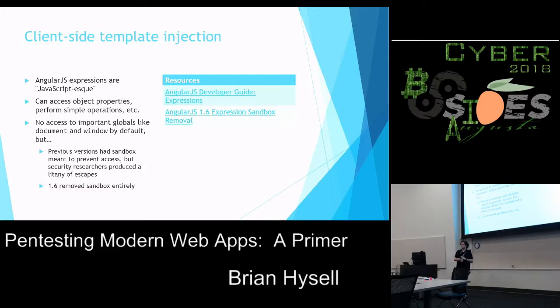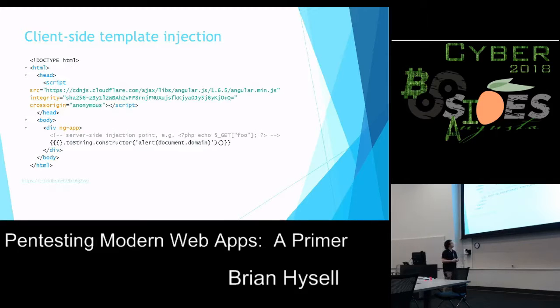One thing to note real quick is that for the technique I'm going to go over here, versions of AngularJS before 1.6 had a sandbox to prevent these, but it didn't really work. Researchers found a whole bunch of ways to get around it. They removed it since it didn't work, but if you find an older version of AngularJS, just go on the PortSwigger website, look up an escape, and you'll be fine.